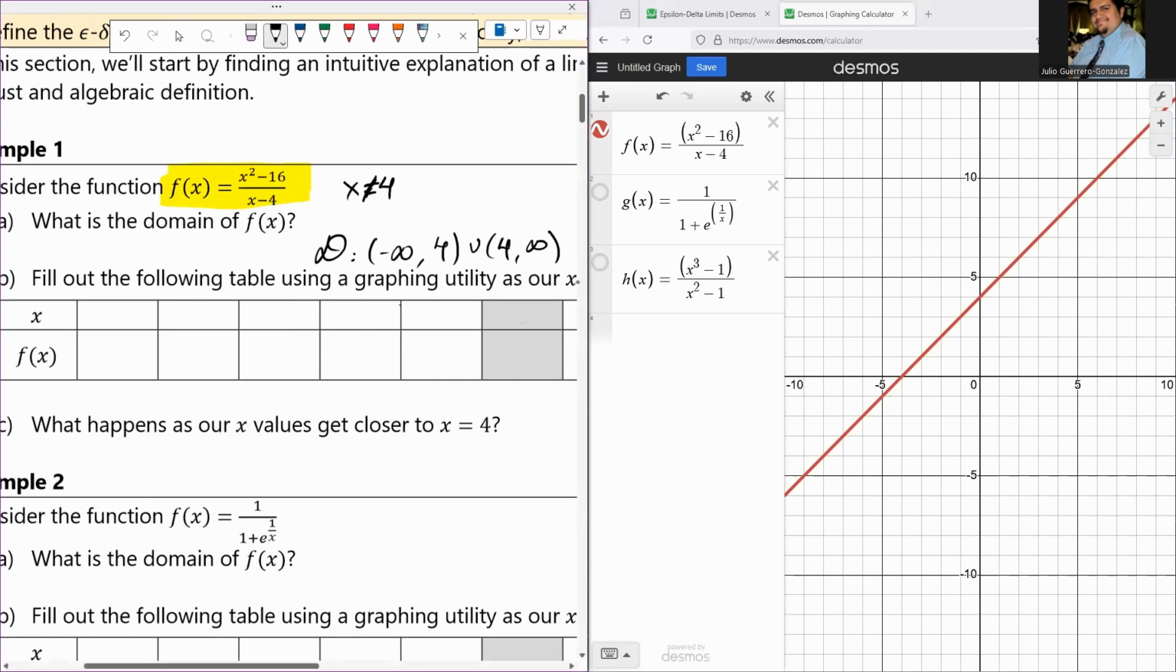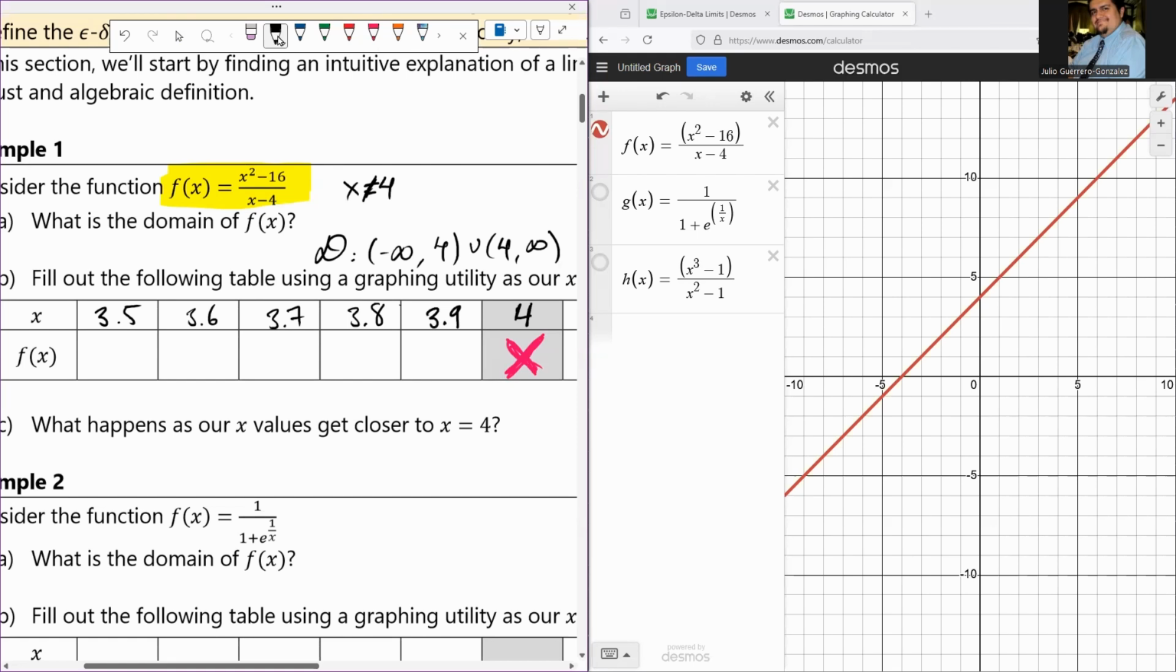Notice that 4 is the number we can't plug in, and I'm trying to get closer to it. So I'm going to put an X there for now to tell me that I can't plug it in. But I want values closer and closer, so I'm going to do 3.5, 3.6, 3.7, 3.8, 3.9. Notice that my x values are getting closer and closer to 4.